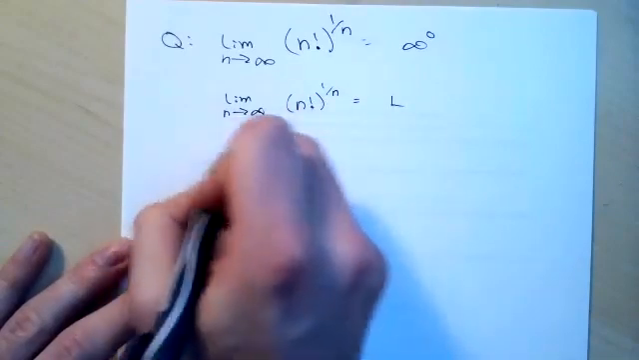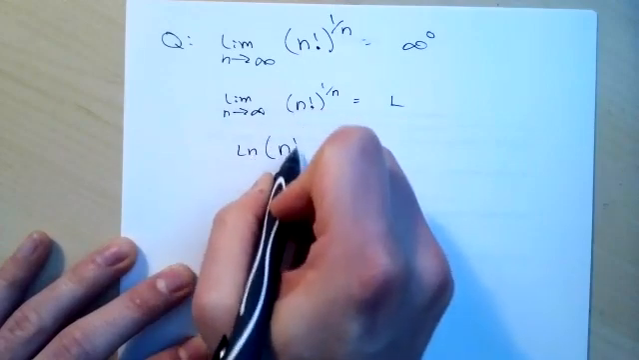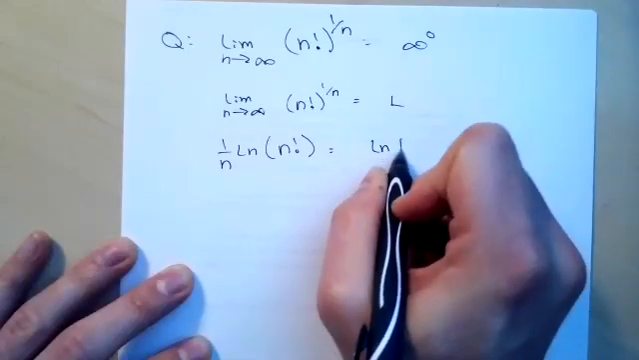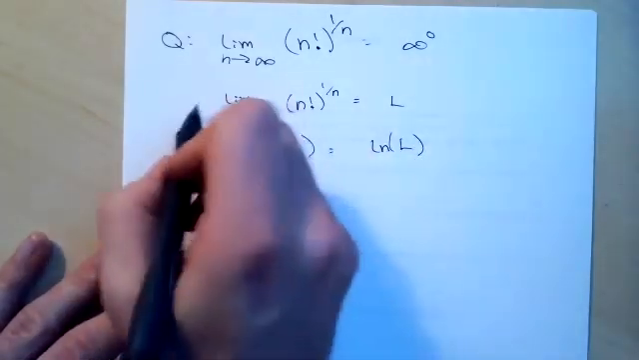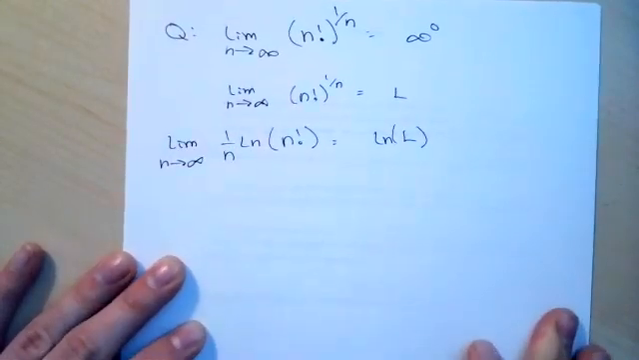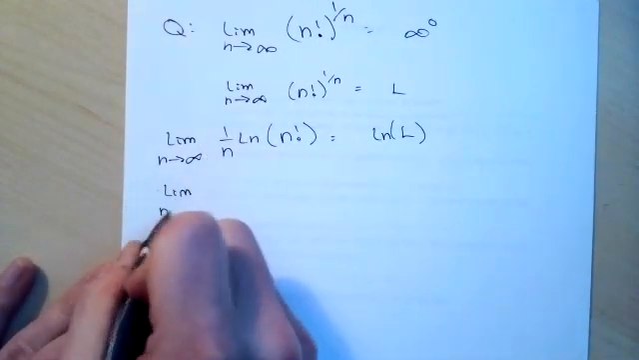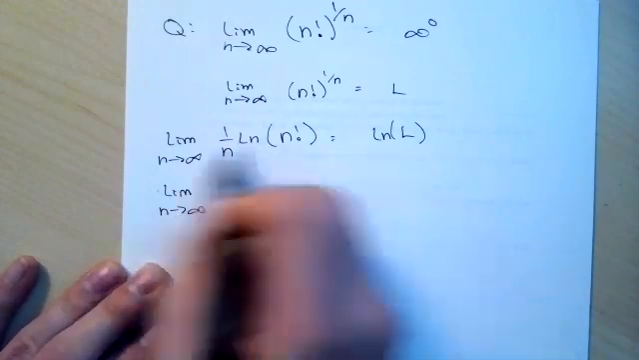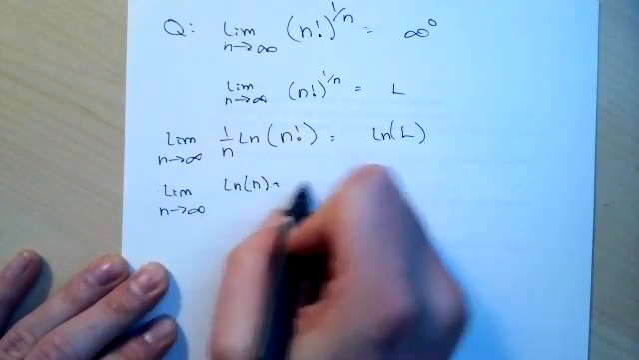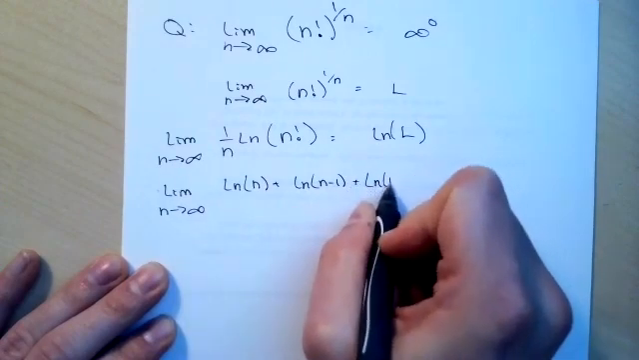And if I take a natural log of both sides, since natural log is continuous, we can bring the limit outside. And now how do we work with this guy? Natural log of n factorial is natural log of n plus natural log of n minus 1, excuse me, plus natural log of n minus 2.